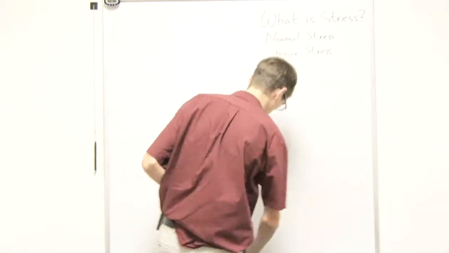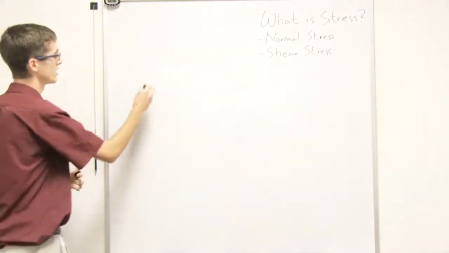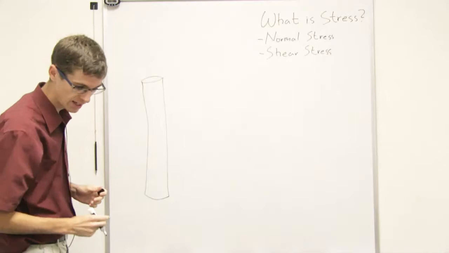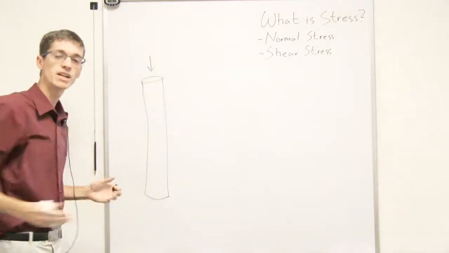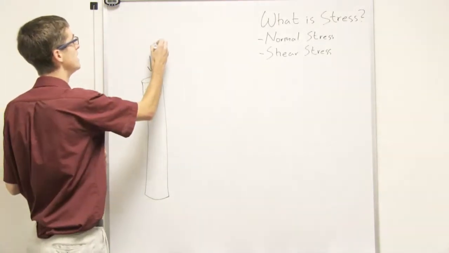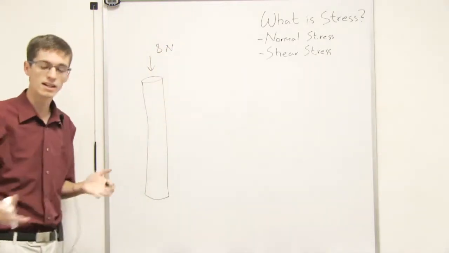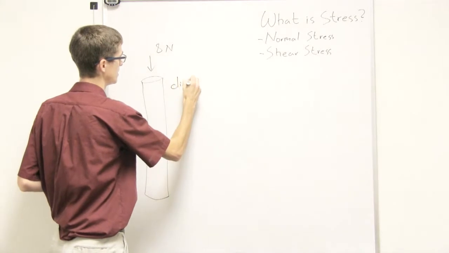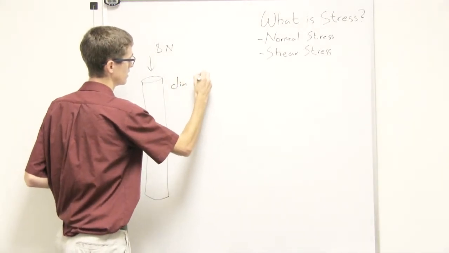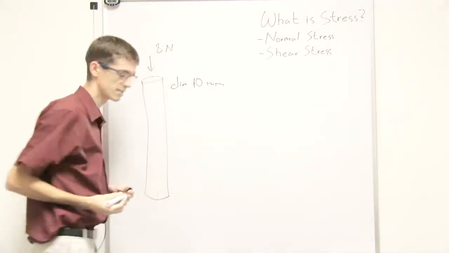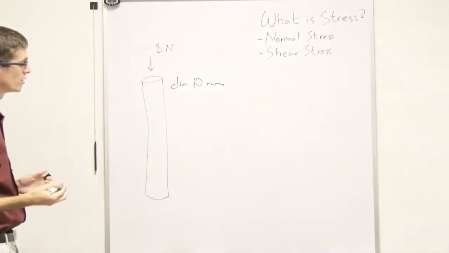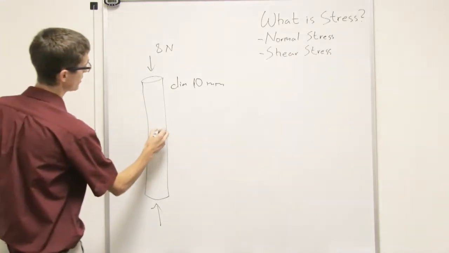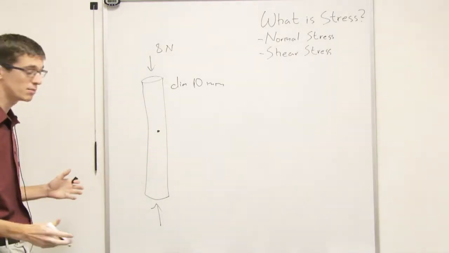For instance, let's say we have a piece that has the same cross-sectional area all the way down its length, and we're going to do it in metric this time, it'll be fun, 8 newtons force, and the diameter of this piece is, we'll say, 10 millimeters. But we also have a force being applied right here at the middle.